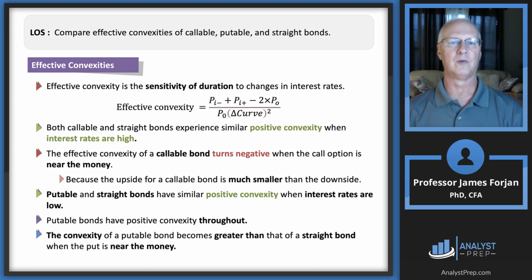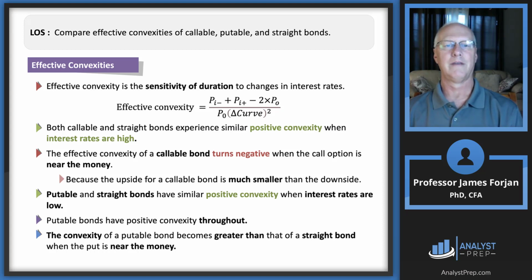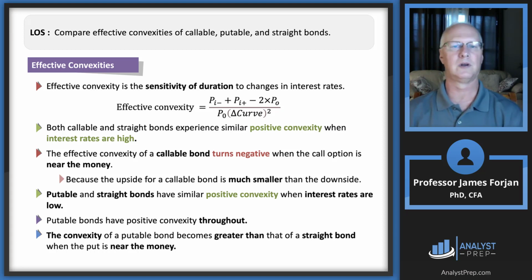So there's a good old formula to estimate effective convexity. Notice that first one there, first arrow point. Effective convexity is the sensitivity of duration to changes in interest rates. Oh my gosh, I love that statement. All right, so the effective convexity equation looks pretty similar to the effective duration with a couple of extra variables to take into consideration calculus.